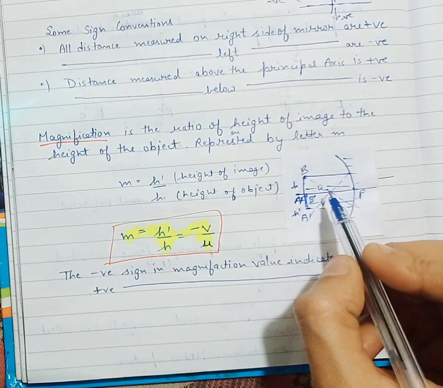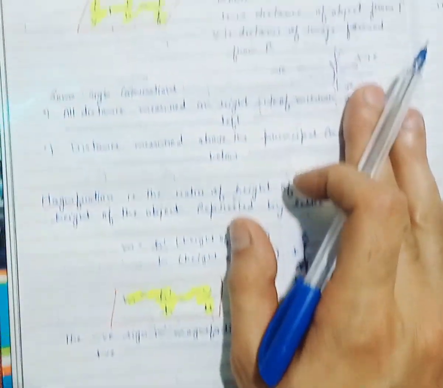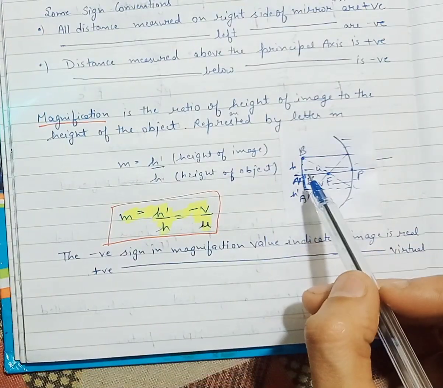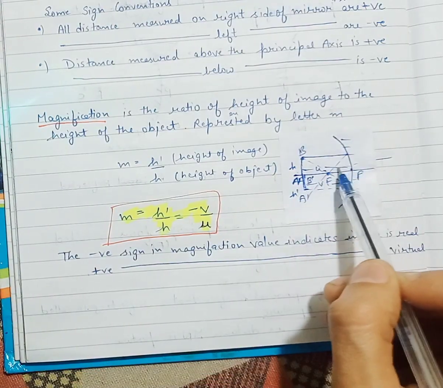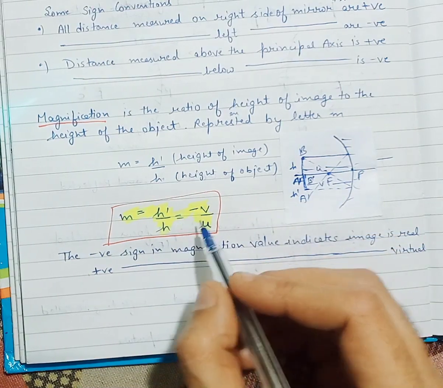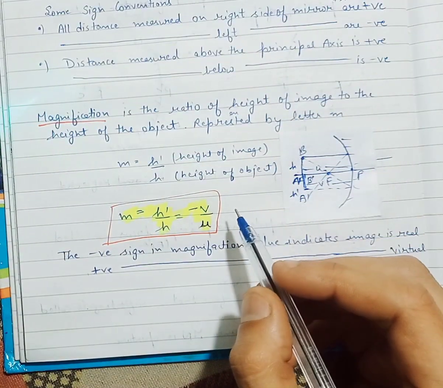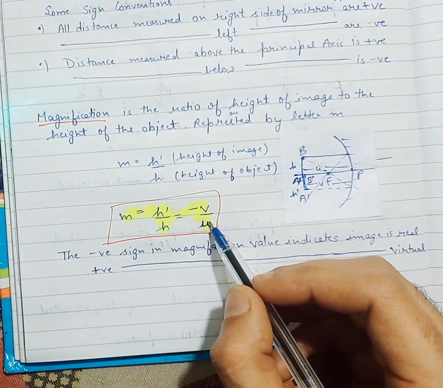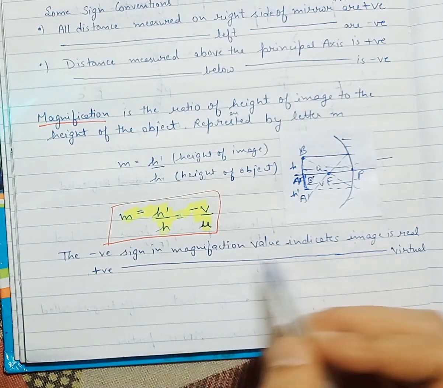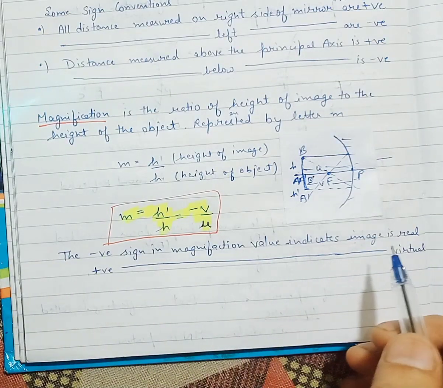From here there is another formula. We have studied U in the above: U is the distance of object from P, and V is the distance of image from P. So now there is another formula for magnification, that is m equals minus V by U. The minus sign in the magnification value indicates the image is real. The positive sign in the magnification value indicates the image is virtual.